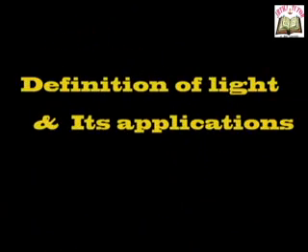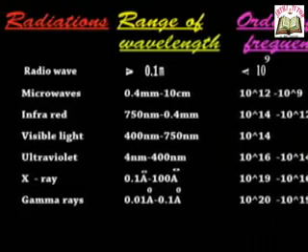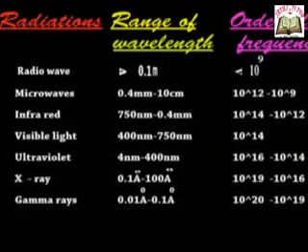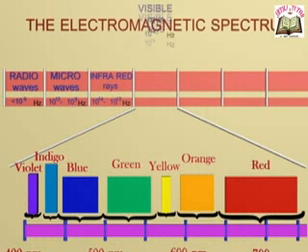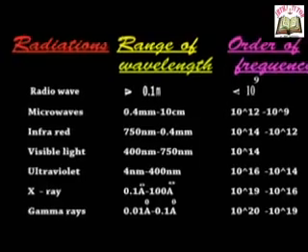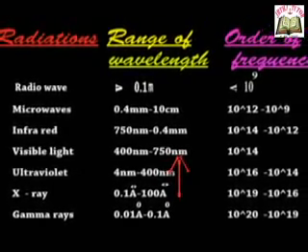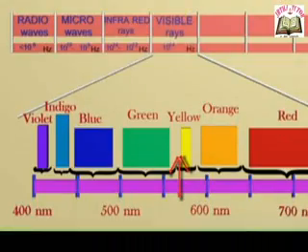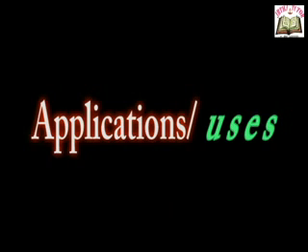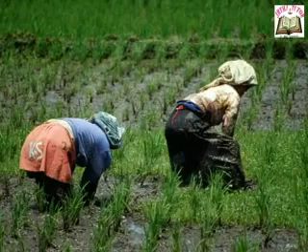Let us learn about the electromagnetic radiations and their applications. Number 1, light. These are the electromagnetic radiations with wavelengths ranging from 400 nanometers to 750 nanometers, called the visible light. Uses. Light has a major role in life. It is known to us all.